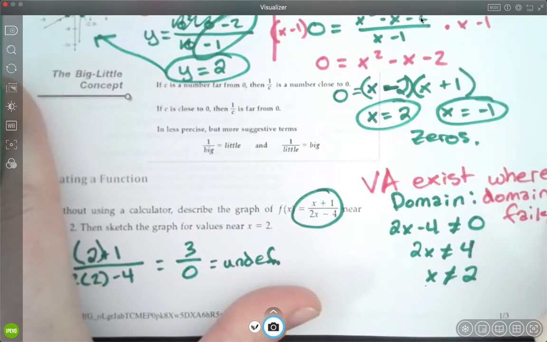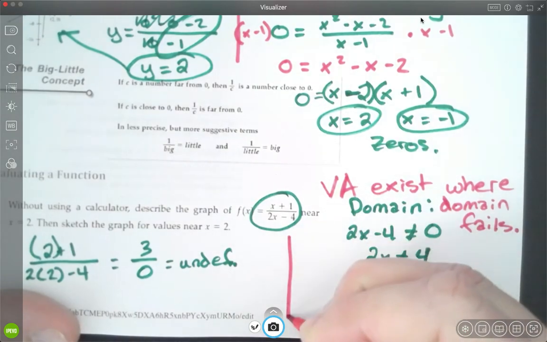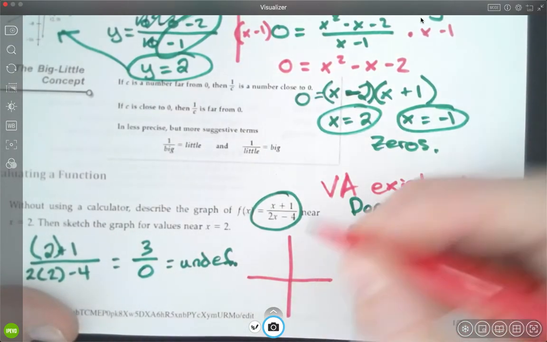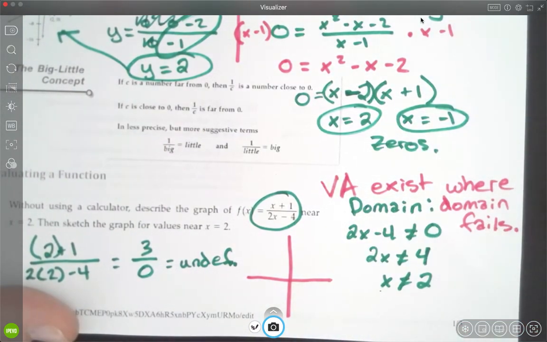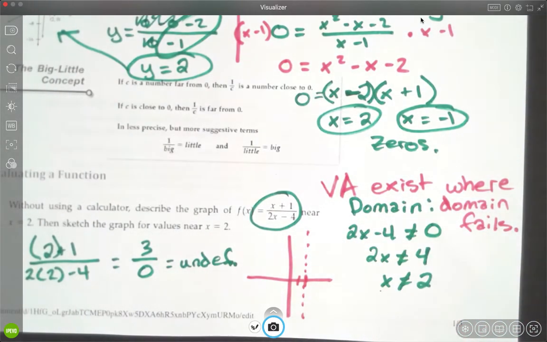Okay, your vertical asymptotes exist where your domain fails. So basically what's going on with this function is that at 2, we have a VA right here, and he's never touching that line. So the boomerangy things are going on the other side of that. Now we need to decide what's happening on either side of that thing.